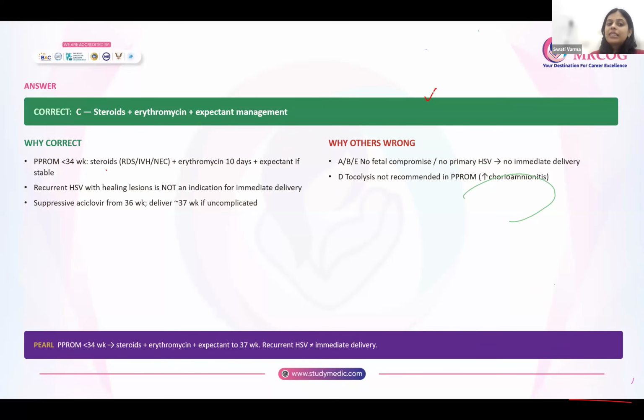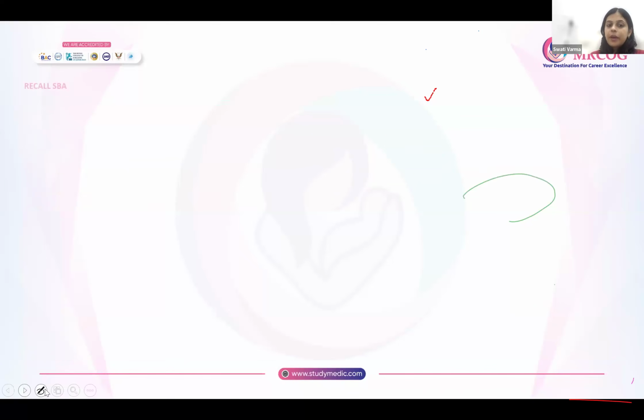So the message is that at less than 34 weeks PPROM with recurrent herpetic lesions, we can go for expectant management.